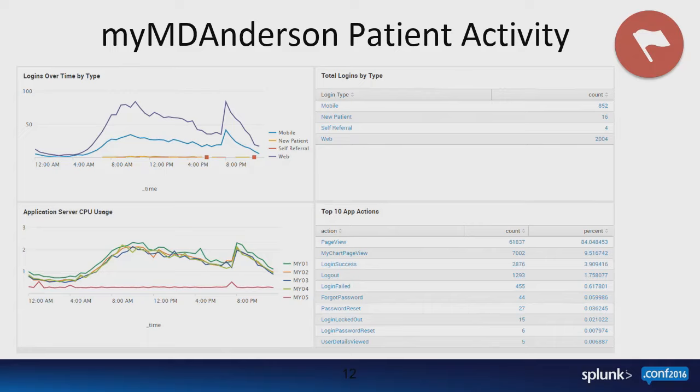We have some summary data like how many mobile logins do we have versus web logins? How many self-referrals do we have? That's another important feature of this application. It's not only a patient portal for existing patients, but if you're a new patient and you want to refer yourself and talk with somebody about your options, it's almost your front door, electronic front door to MD Anderson. So it's crucial that we have this application highly available and working smoothly, and that's what Splunk has helped us to do. And then just some aggregate stuff like, what are the top 10 things people do? So we have that data there as well.